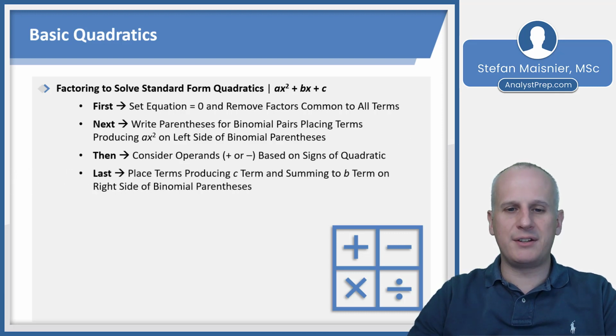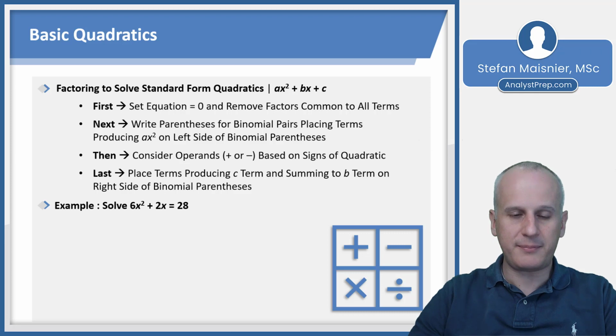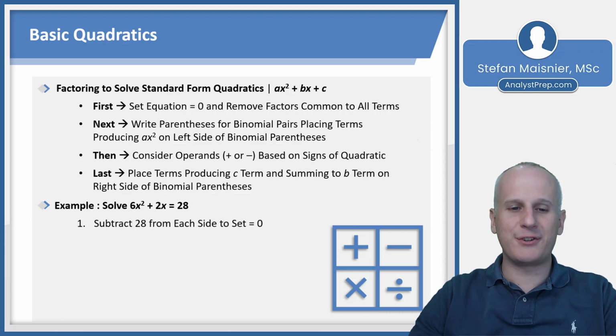And then you'll place the terms producing your c term, the constant, and summing to the b term, the coefficient, on the right-hand side of the binomial parentheses. So let's take a look at the example of 6x squared plus 2x equals 28. In order to solve this, we first have to subtract 28 from each side to set the equation equal to 0. So we find that 6x squared plus 2x minus 28 is equal to 0.